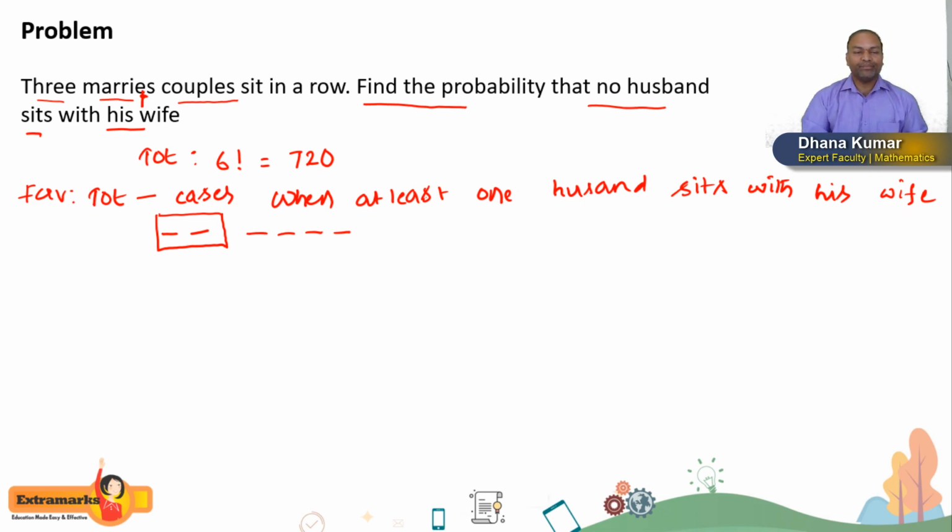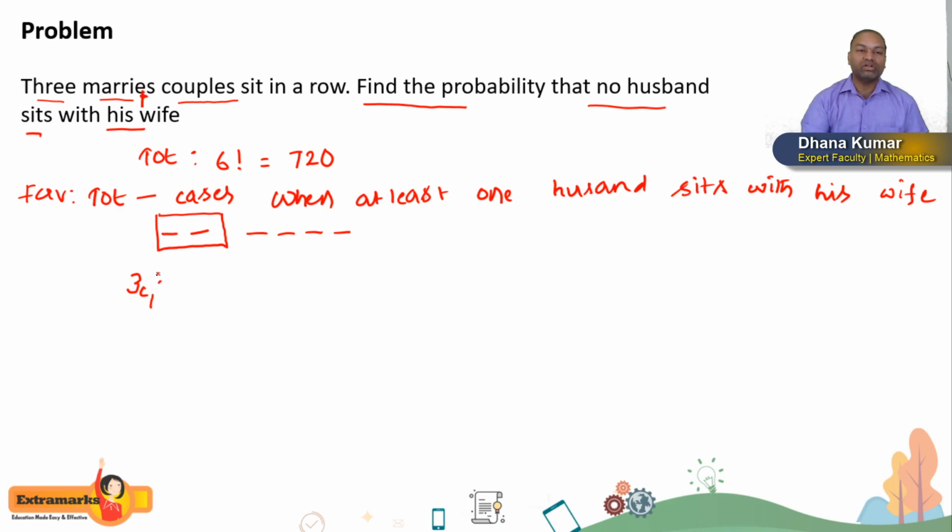Observe this one. What I am doing is, only one husband means you have to select one couple. Total how many couples? 3 couples. Out of 3 couples, you have to select one. Here I am using the word selection. Selection means apply which concept? Combination. Out of 3, select one. How many ways can you select it? 3C1. So that is why I am writing 3C1.